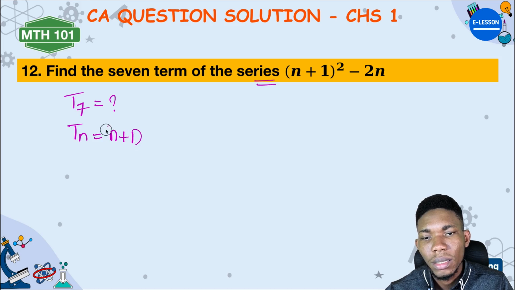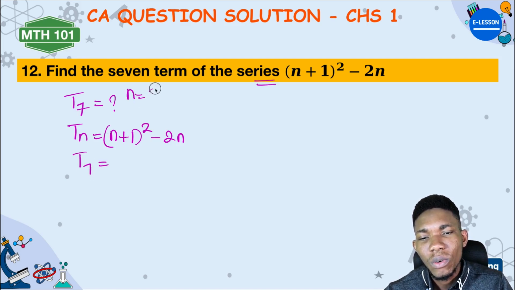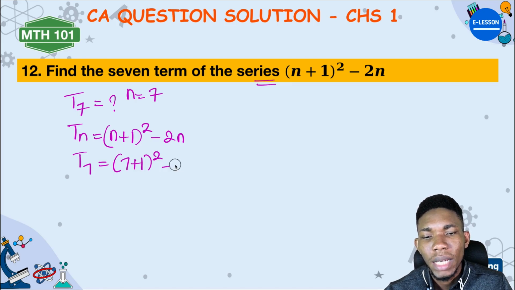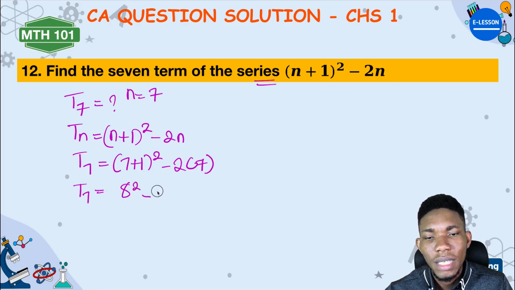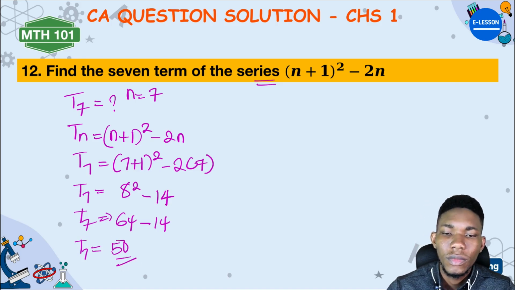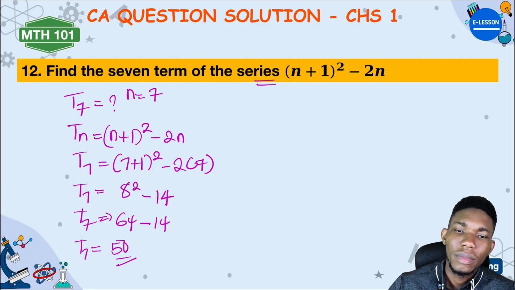But Tn, the series, was given as n plus 1 squared minus 2n. So the seventh term, which is T7, means our n is equal to 7. That gives 7 plus 1 squared minus 2 times 7. 7 plus 1, my dear student, is equal to what? 8 squared minus 2 times 7, which is 14. So T7 is 8 squared, which is 64, minus 14. 64 minus 14 is how many? 50. Is that okay? So that is the seventh term of this series.